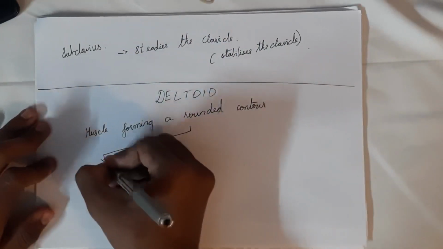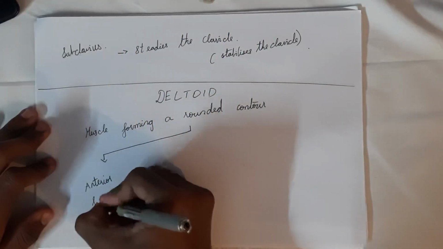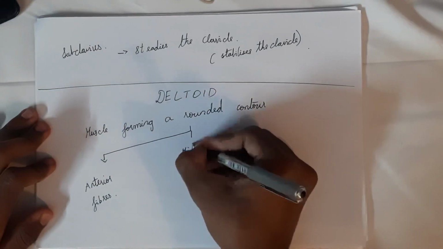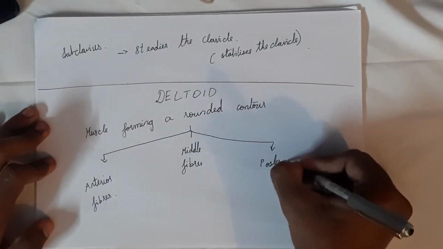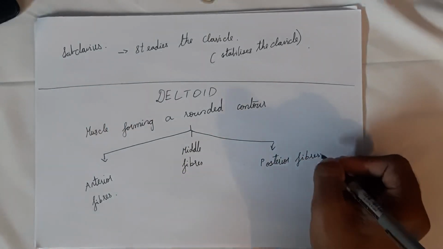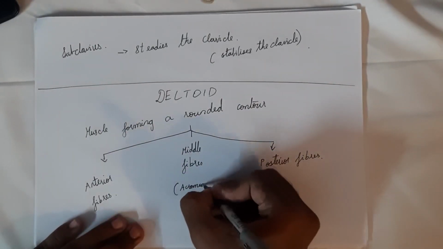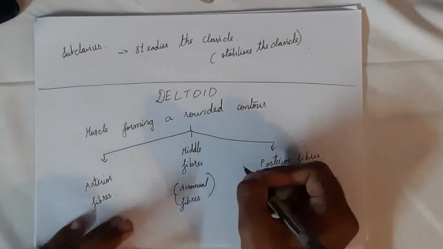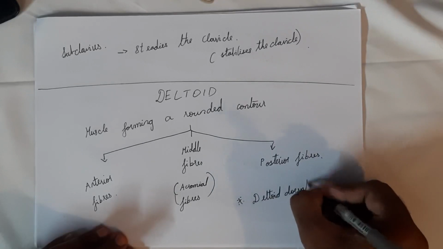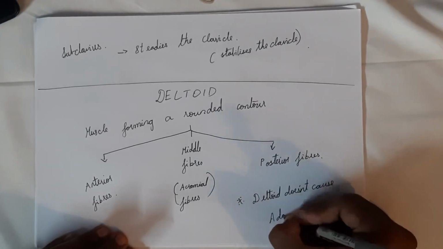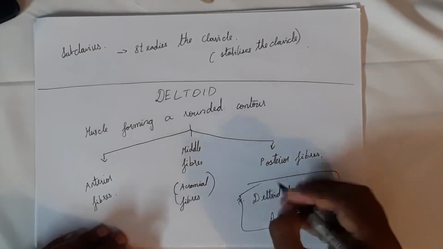It is divided into three fibers: anterior fibers, the middle fibers, and the posterior fibers. The middle fibers are also known as the acromial fibers or lateral fibers. And another thing, deltoid doesn't cause adduction. It is an important point. It does not cause adduction at all. And now we move on to each and every individual fiber of the deltoid muscle.